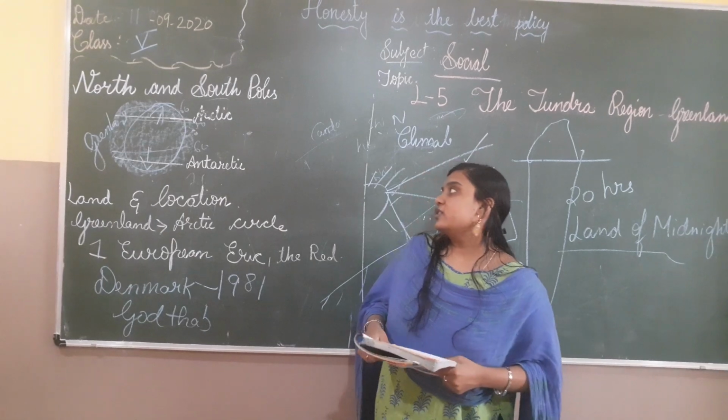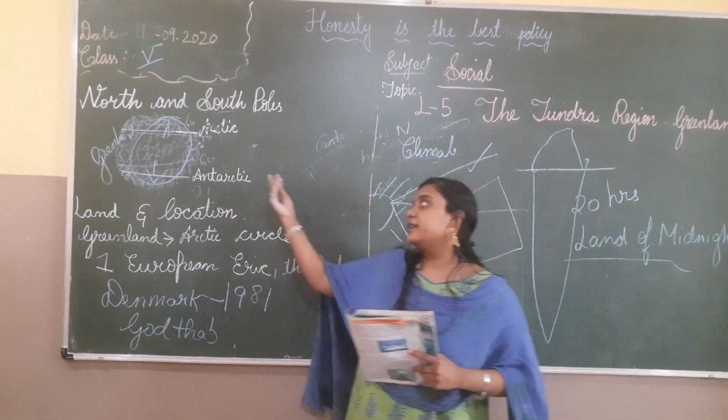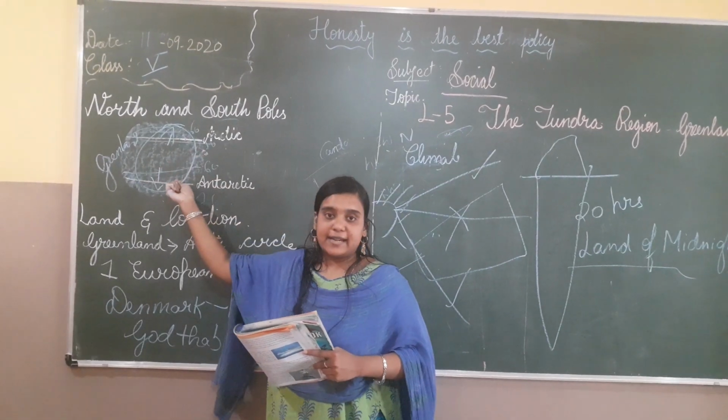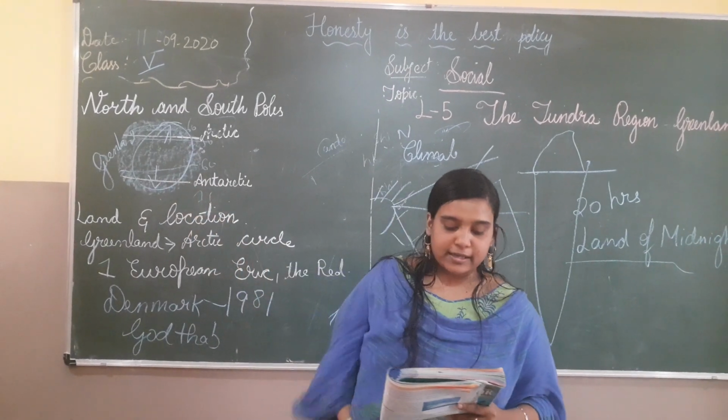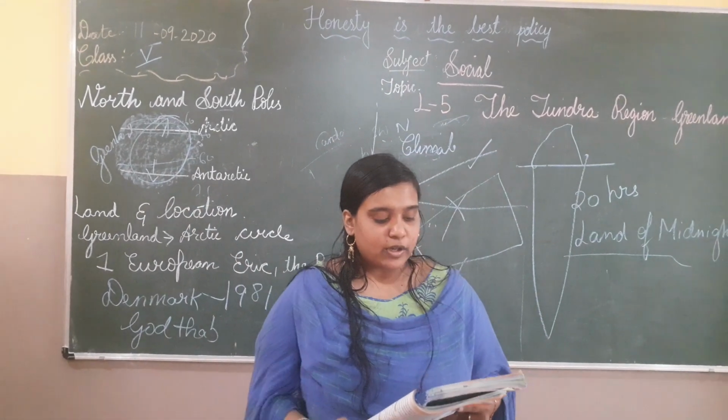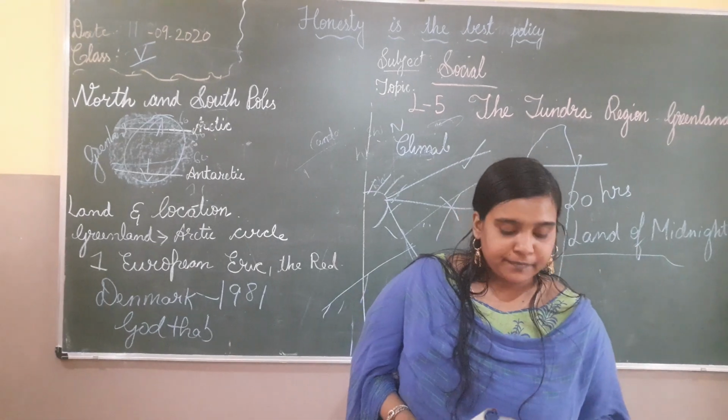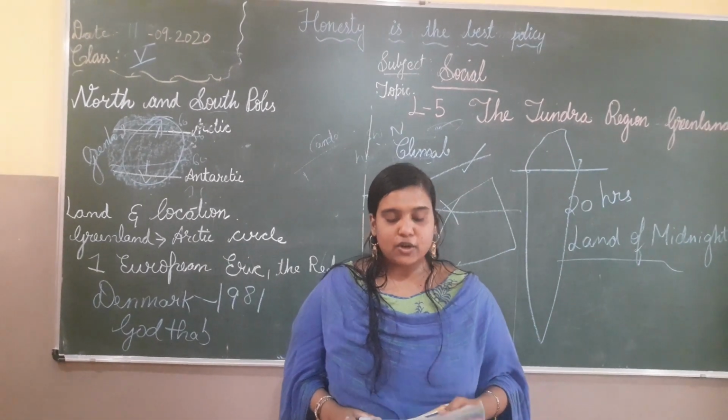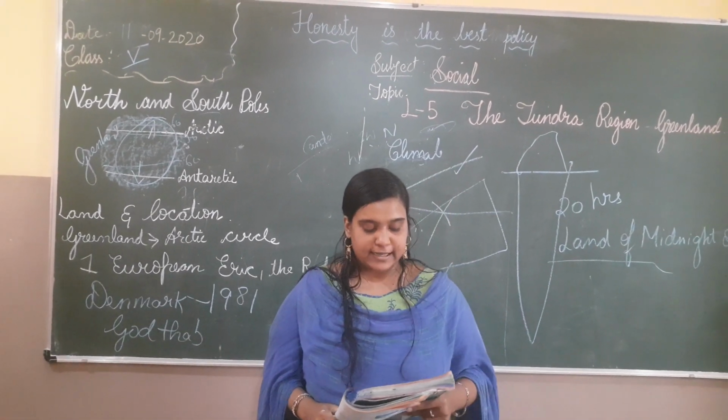This Tundra region is completely situated near the Arctic Circle and Antarctic Circle. It is a completely frigid zone. It is also known as cold deserts and the Tundra region. Now in this chapter, we are going to study about Greenland.